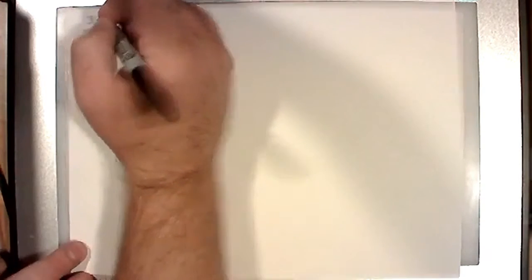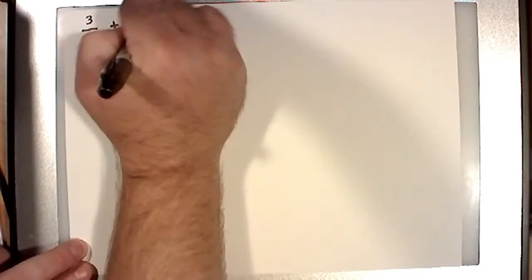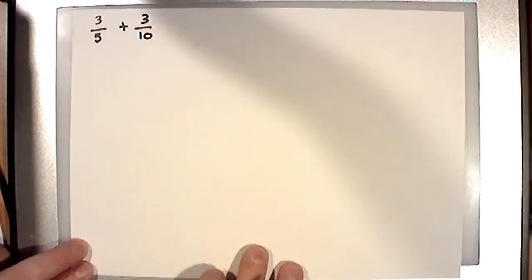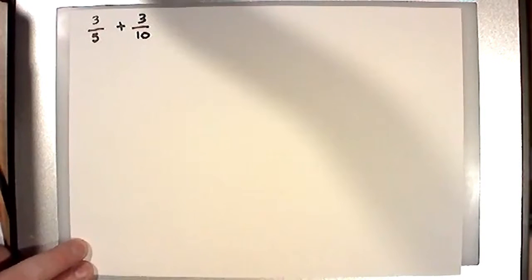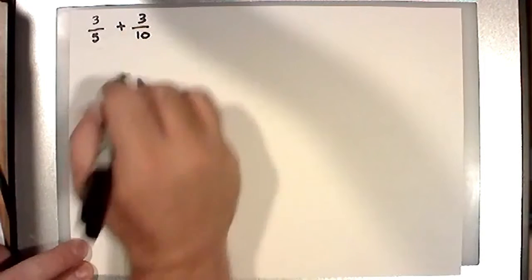So let's start with something where we don't have equivalent denominators. Negative, or let's do positive. 3 over 5, we'll get into the negatives in a minute, plus 3 over 10, all right? 3 over 5 plus 3 over 10. I'll try to write that a little bigger in a second. Notice the denominators are not the same, right? So that's our first problem.